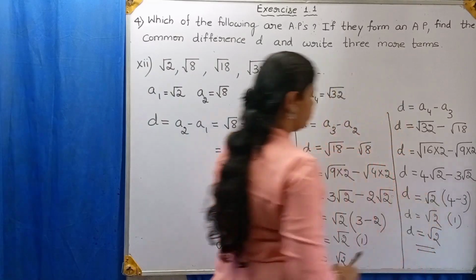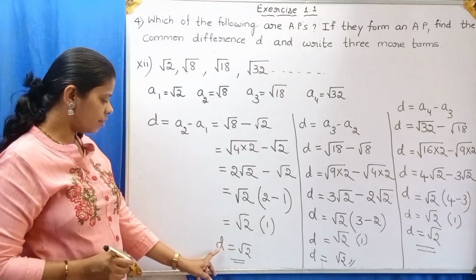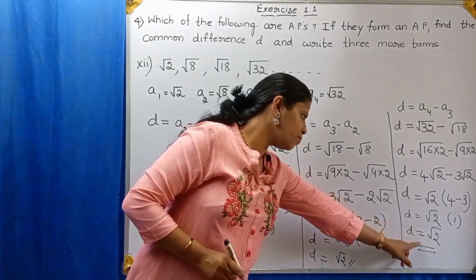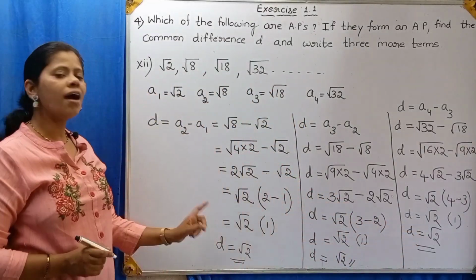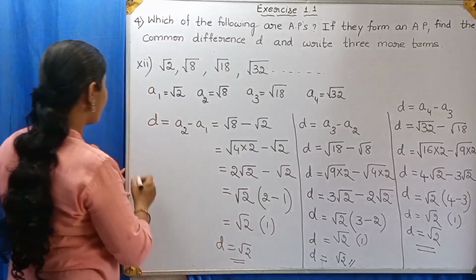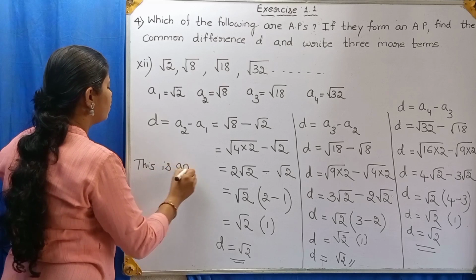Okay. Now compare the difference. That is, the common difference. Root 2 and root 2. Since they are the same, this is an AP. Right? This is an AP.